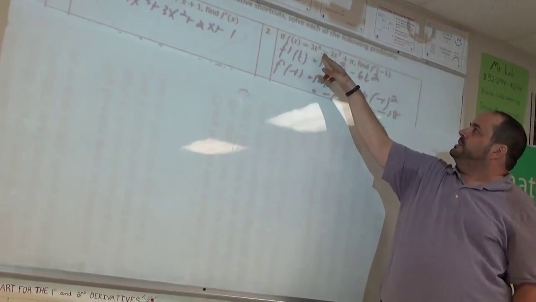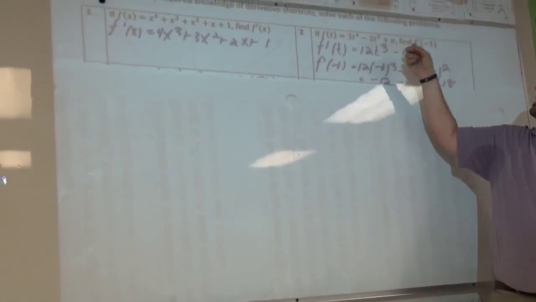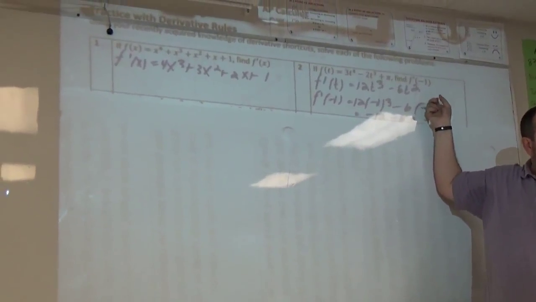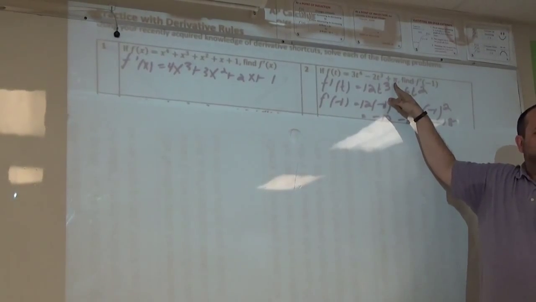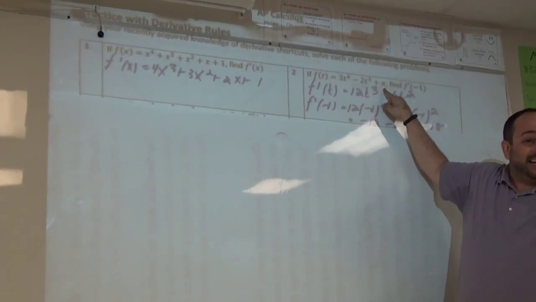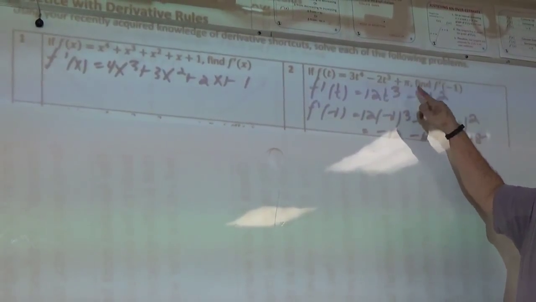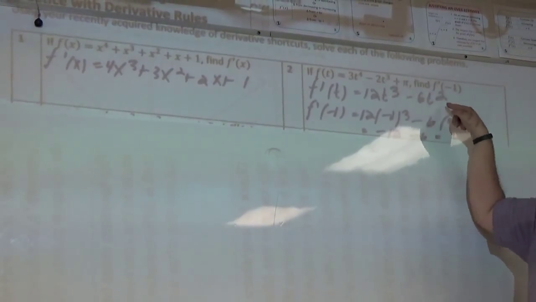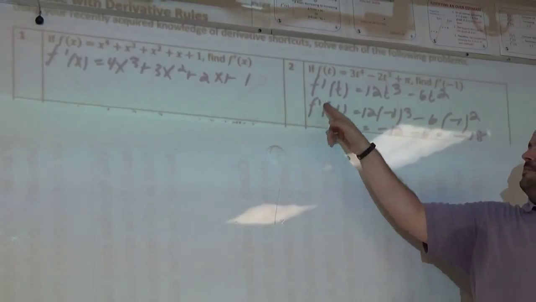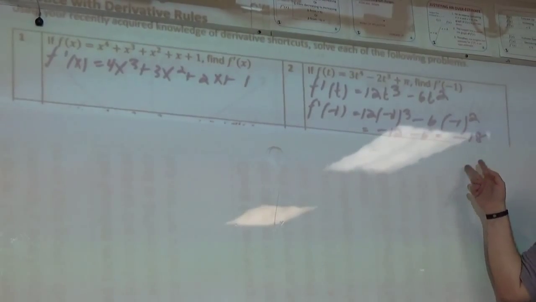f of t equals 3t to the 4th minus 2t cubed plus pi. f prime of t is 12t cubed minus 6t squared. What happened to the pi? Christian, what happened to the pi? It turns into a 0. Why? Because pi is a constant, and what do you know about the derivative of a constant? The derivative of a constant is 0. So it's not that pi became 0; when we took the derivative of pi, it is 0. And then to find f prime of negative 1, just plug in negative 1 everywhere there was a t, and we should get negative 18.